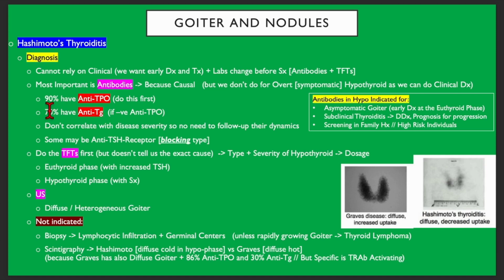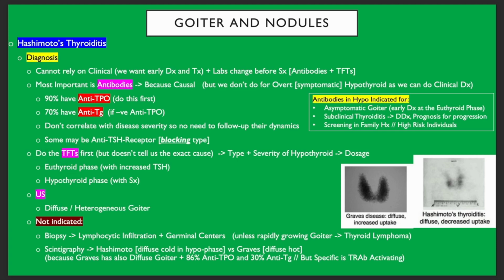And then the second one is anti-thyroglobulin, so anti-TG. We do it if it's negative TPO, or if you're in a rich hospital, you can do both of them at the same time. We said that they don't correlate with the disease, so just do them for diagnosis. Don't follow them up. And then some of them have the blocking type of the anti-TSH receptor, but it's only 10% we said, so we don't care for it.